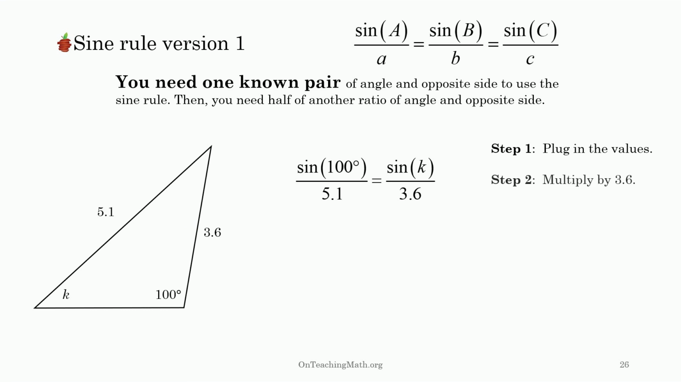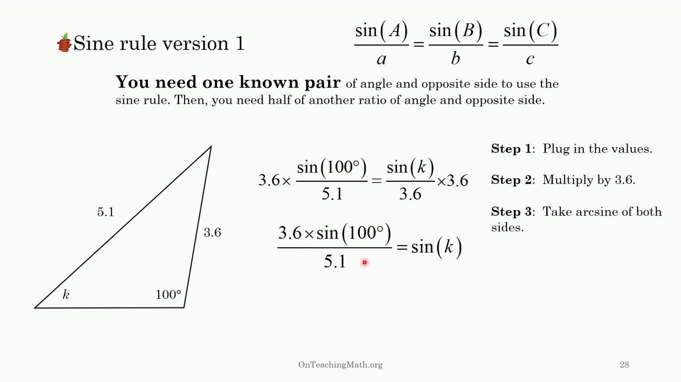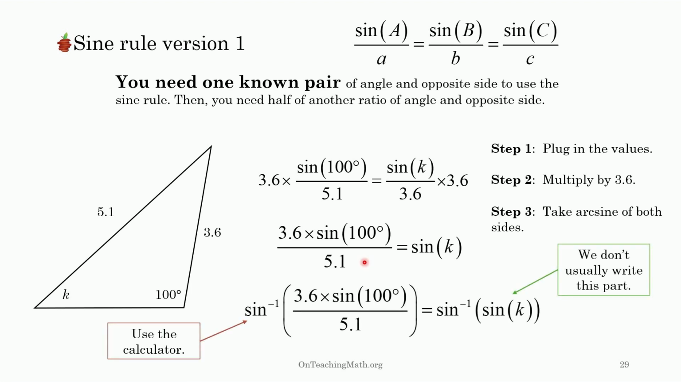We're going to multiply both sides by 36. These over here on the right are going to reduce. You got this nonsense over here. Now the part gets kind of ugly on paper. You have to take the arc sine of both sides. That's the inverse function of sine, right? Just like this. We never write this one over here. We just go ahead and write k.